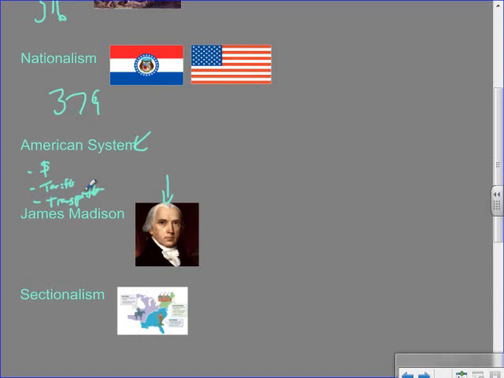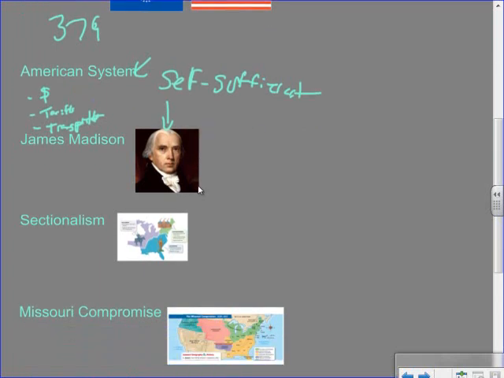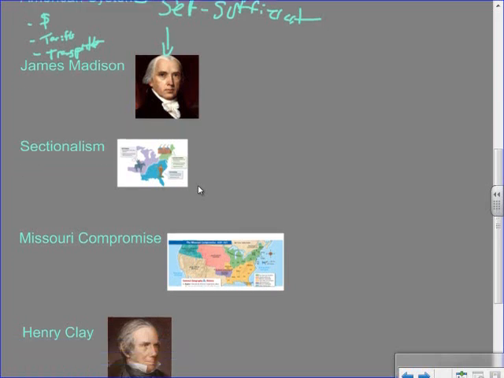So everybody's going to use the same currency. Everybody's going to have tariffs that are going to help promote United States businesses. And we're going to improve transportation so we can move quickly between the states. And we can transport things from one state to the other so we can work closer together. And this is all going to increase nationalism because we're using our own stuff. We're going to use the things that we have available to us. The main goal here is that we become self-sufficient. So that's really the main goal of the American system. It does succeed in doing a lot of good things. You just kind of need to know what its goal is and what it does.